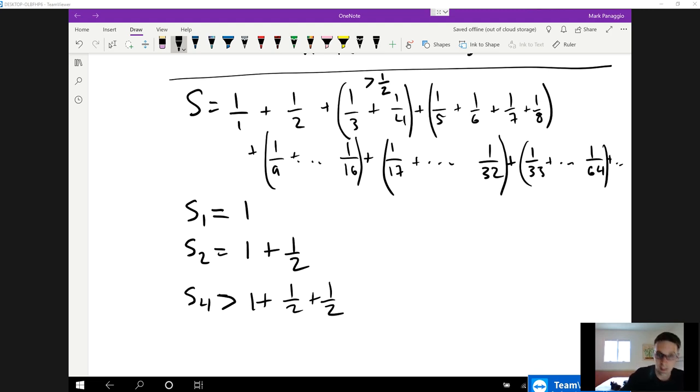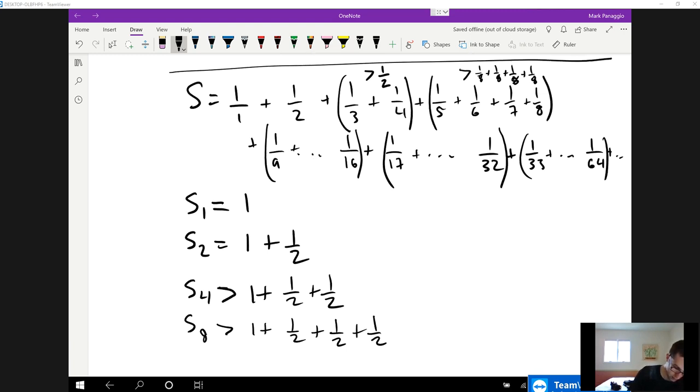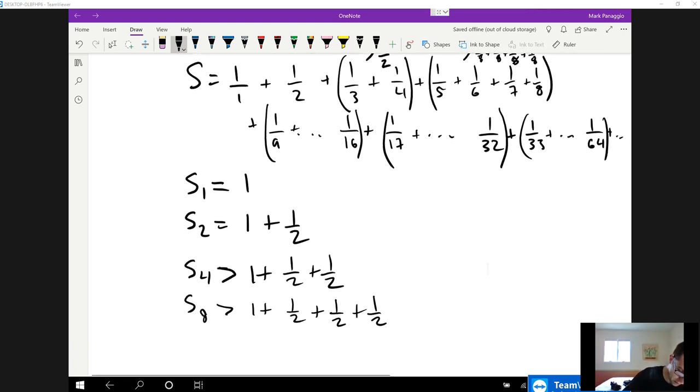Okay, well, let's look at the next bunch. Notice there we have 1/5 plus 1/6 plus 1/7 plus 1/8. The smallest of those is 1/8, which means this is greater than 1/8 plus 1/8 plus 1/8 plus 1/8. Well, 4/8 is 1/2, and so we could say that S8 is greater than 1 plus a half plus a half plus 1 more half. And maybe you see where this is going now.